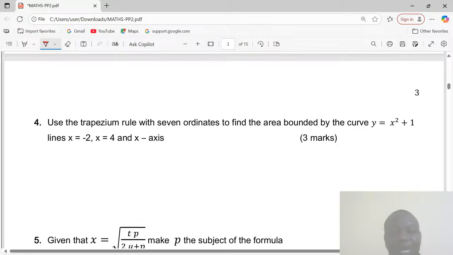We are about to cover a very good question on area approximation by trapezium rule. So kindly be present.